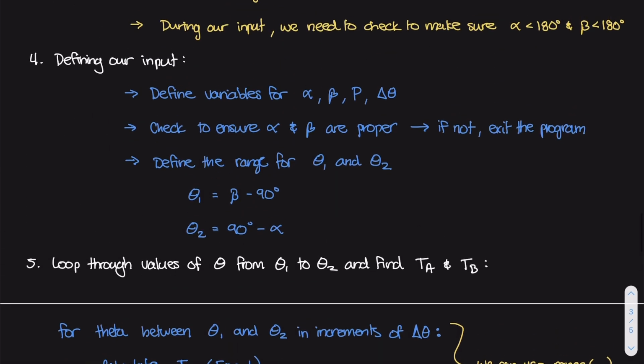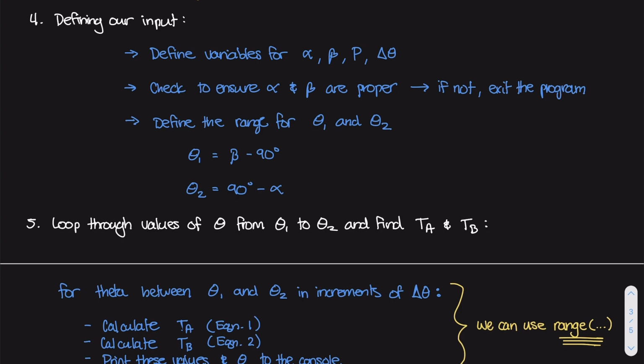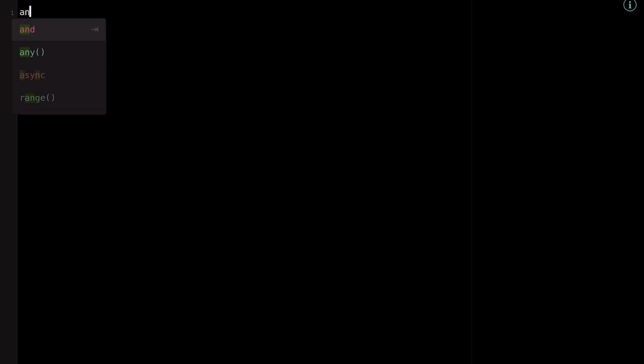Just like the algorithm stated, the very first thing we need to do is define our input. We need values for angle alpha and beta, the force P, and the theta value. In our script, I'm going to write angle alpha, and that was 35 degrees. I'll make a comment that this is in degrees. Then we also have this angle beta, which was equal to 75 degrees, with a quick comment, degrees.